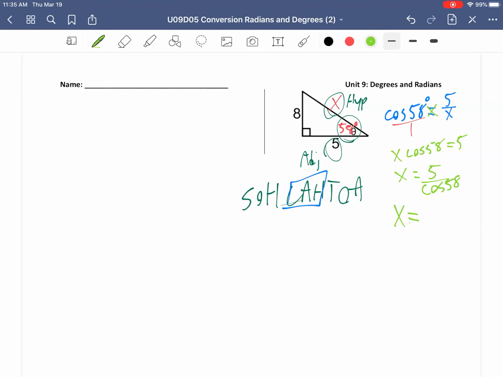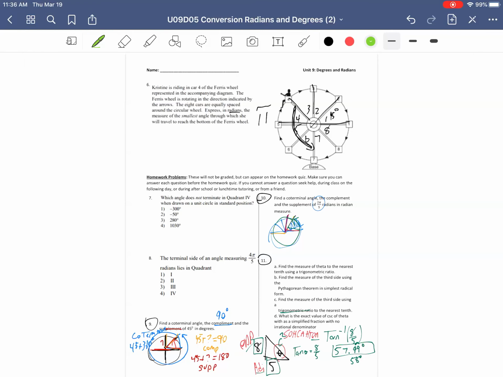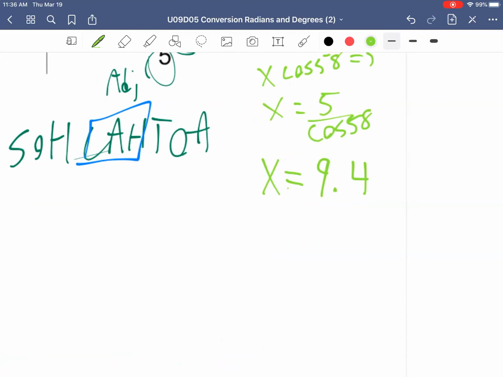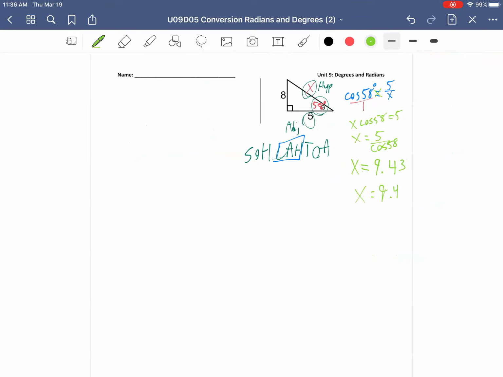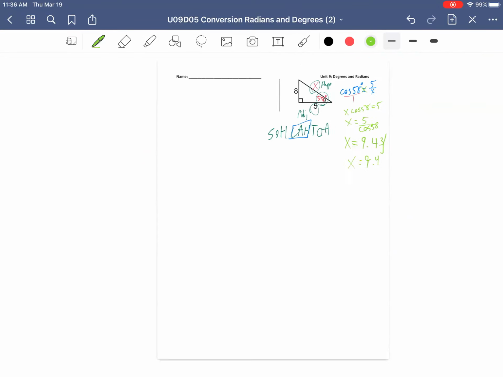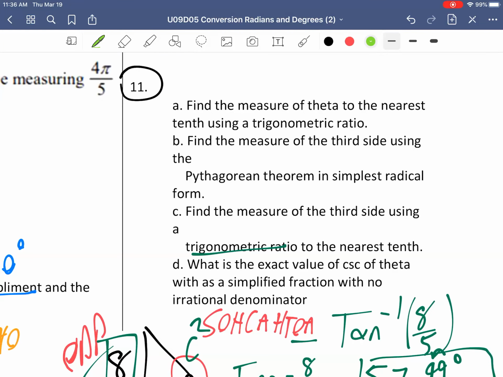x equals, I'm just going to use my calculator. 5 divided by cosine of 58, and I get x is equal to 9.4. I forget what the question asked me to round to, so I'll have to go check. It says round to the nearest tenth again, so rounding this to the nearest tenth, it's 9.43, so x equals 9.4. And the last thing I was asked to do in the last part of the question, again, pause if I'm moving too much, I apologize for movement.